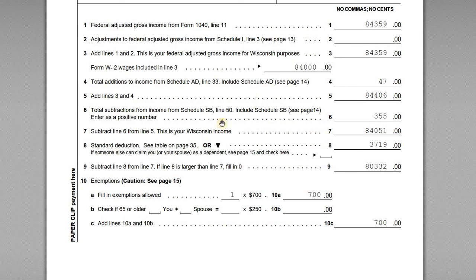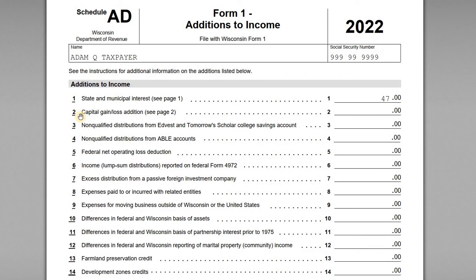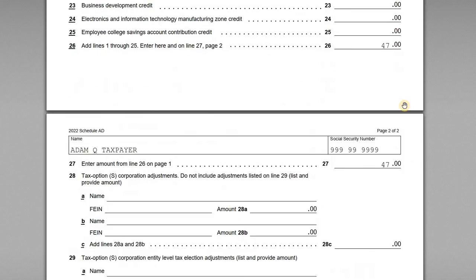If we jump to Schedule AD, these are the additions to income. Line 1, the first one, is state and municipal bond interest. So $47 is an add back because that's Florida municipal bond interest, which is exempt for federal tax purposes, but it can be taxed by Wisconsin because it's not Wisconsin source. So we have an addition to income of $47 there.